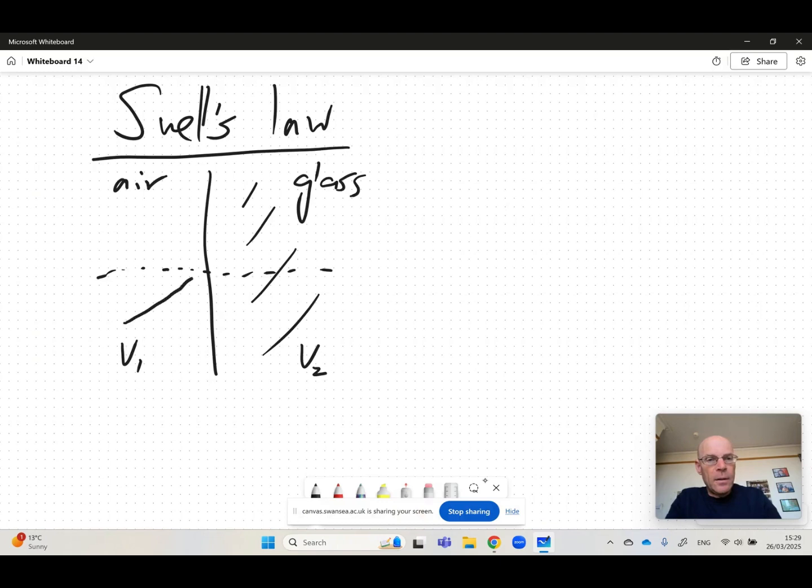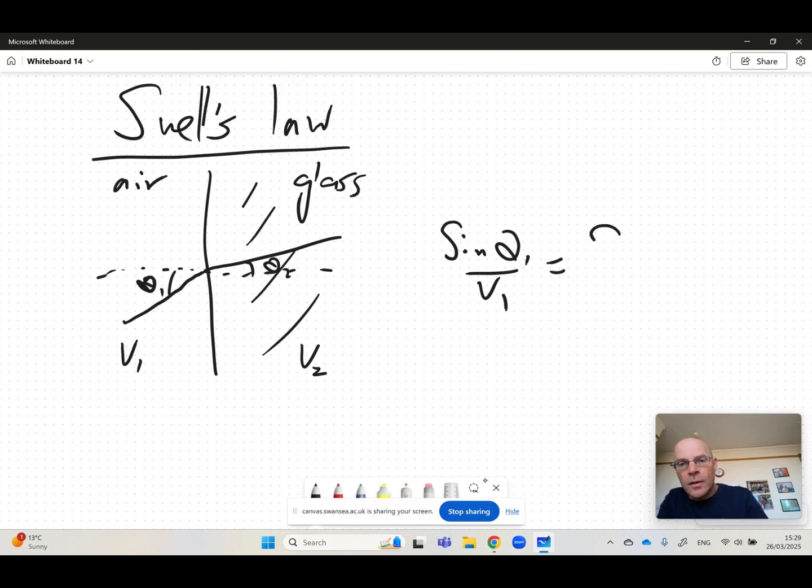light changes its direction, and it changes its direction as follows. The rule is that the directions are such that sine theta 1 over v1 is sine theta 2 over v2. So there is a deflection.